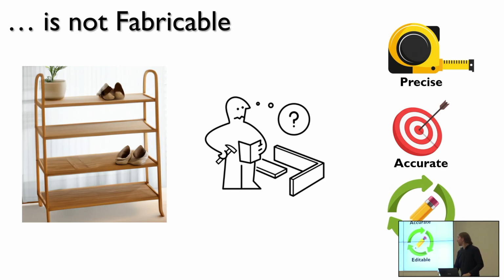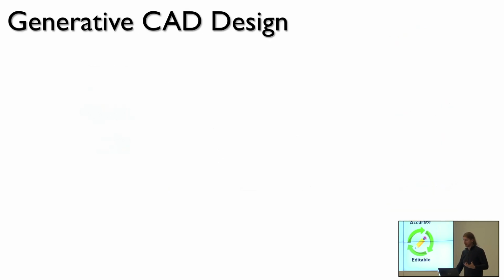But these are all the properties that we know are enforced by default if we use CAD representation natively. So can we instead generate directly into a CAD representation and take advantage of this forcing function and constraints?